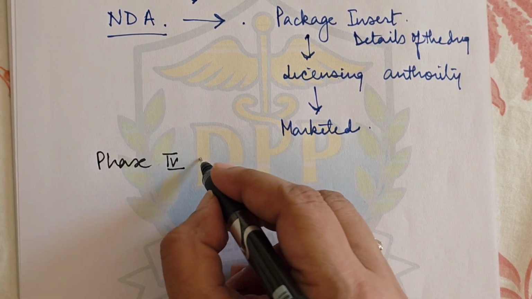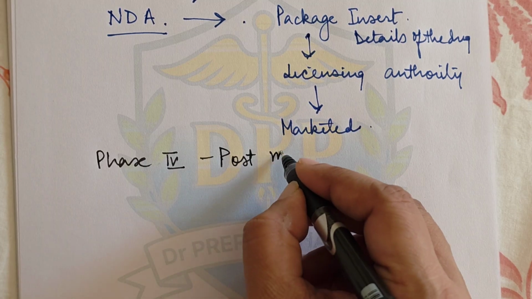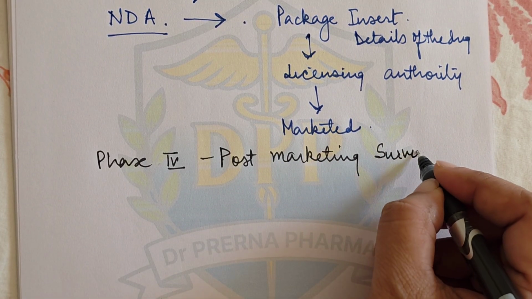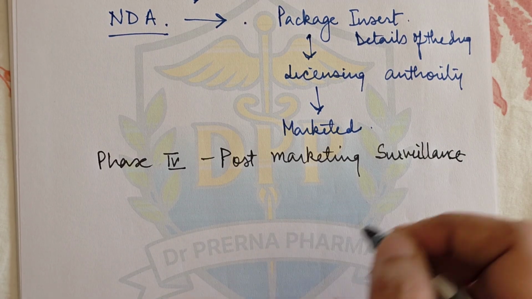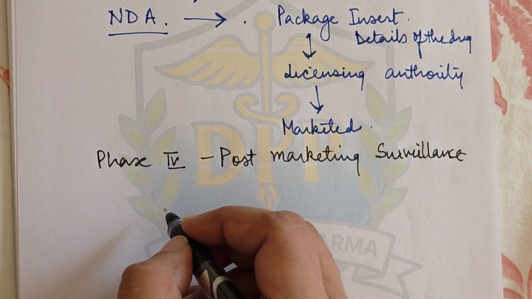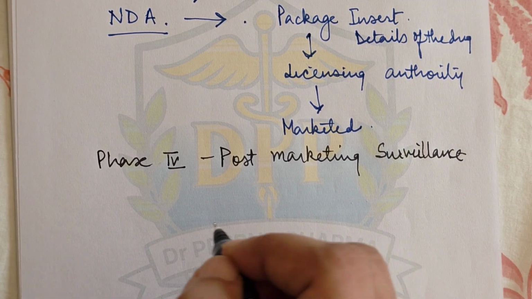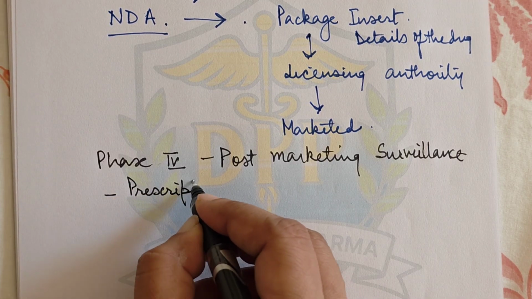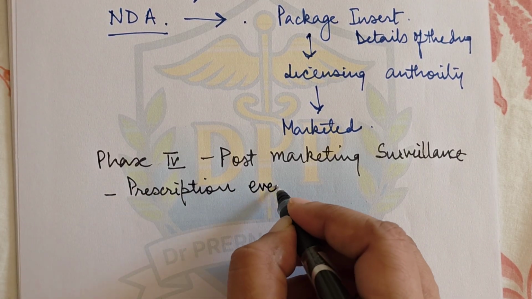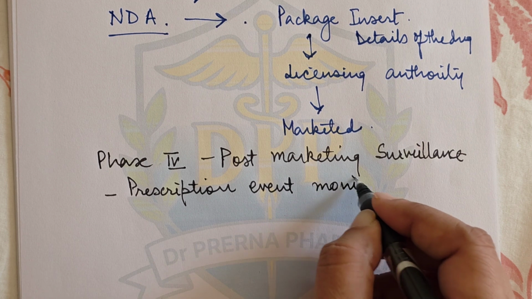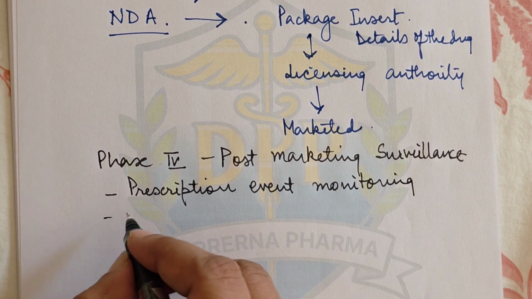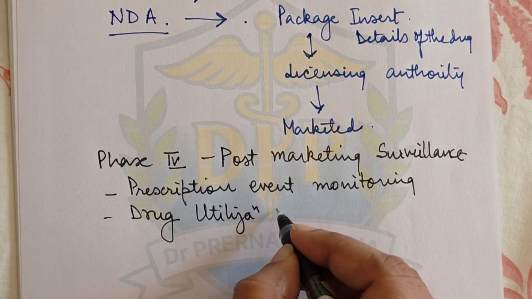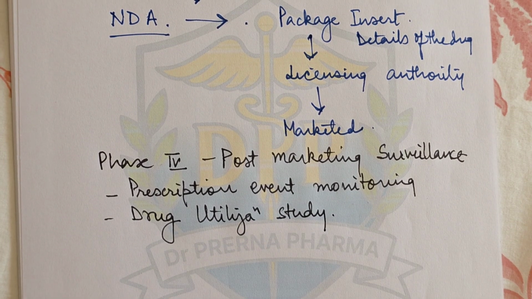After marketing, then comes phase 4. So phase 4, as we know, is called post marketing surveillance. Now in this, a group of physicians is identified, and through them, on a structured proforma, information is collected about the efficacy, acceptability and adverse effects in the real field situation. So this is more like prescription event monitoring, right? Or you can also do a drug utilization study here, so that you are able to identify the side effects.